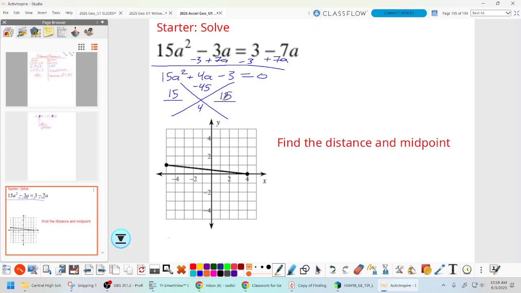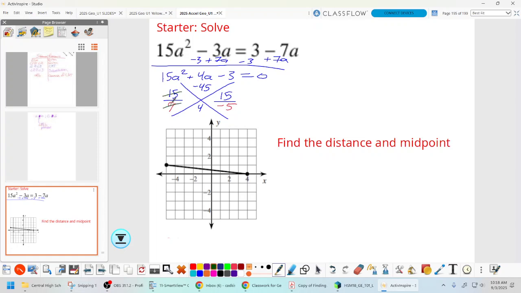Kind of an unusual a value, but it's not a big deal. Are there factors of negative 45 that add up to positive 4? 9 and negative 5, yep. Okay, now we need to check. I didn't mention this, but we need to check if there's a GCF. There's just not one in this case. So always be looking for that though.